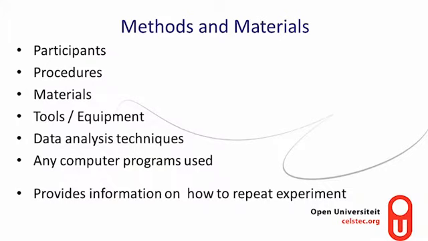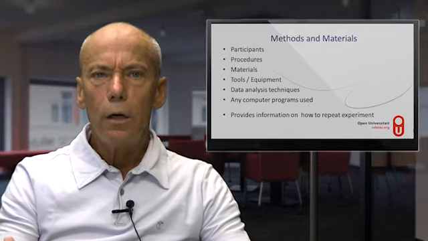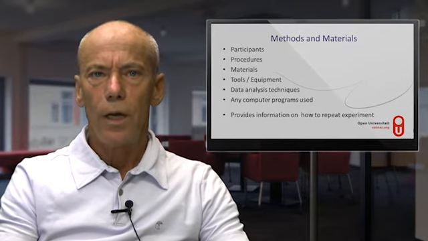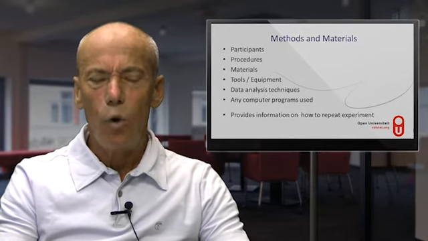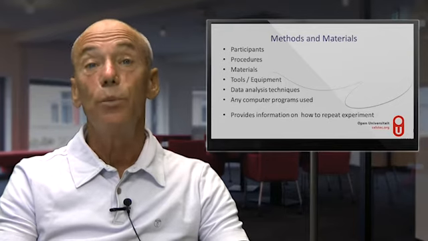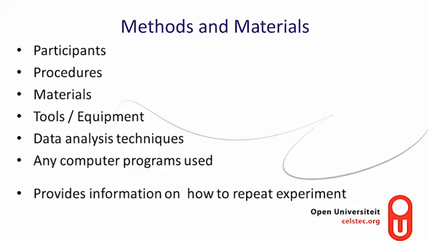Having completed your introduction, you now reach the point that you write down your methods and your materials. The order here is a general order. It's not always done in this way, but usually we begin with the participants. Who were the people who took part in your research?